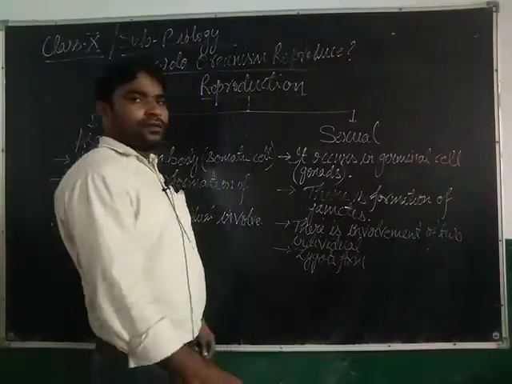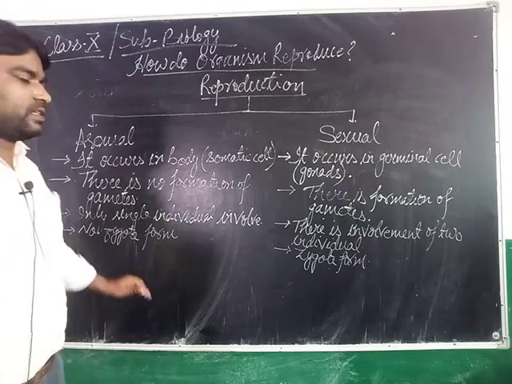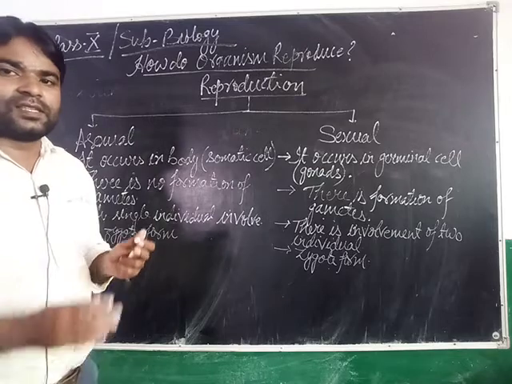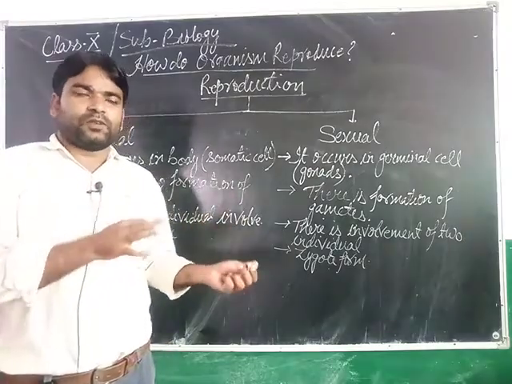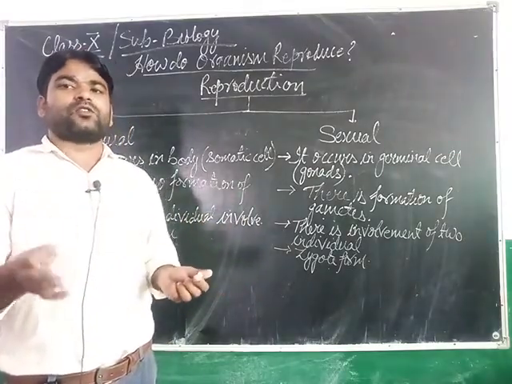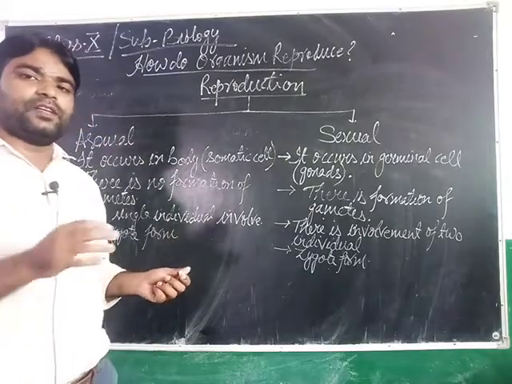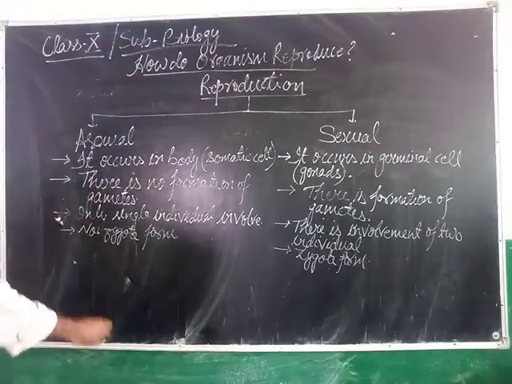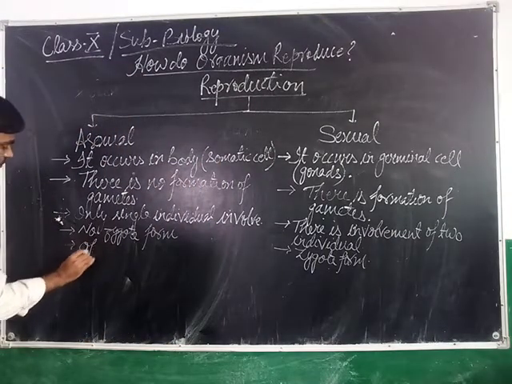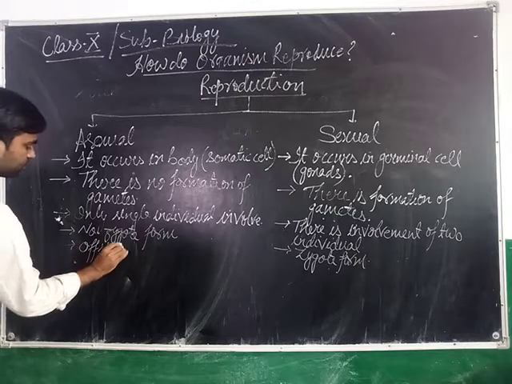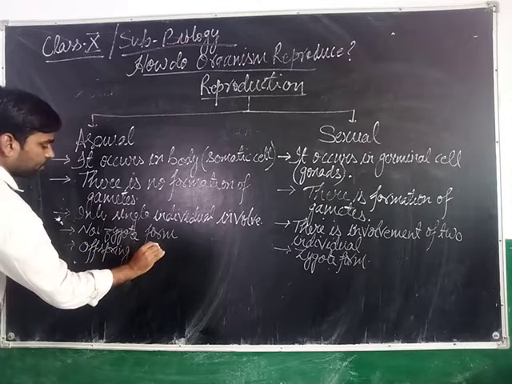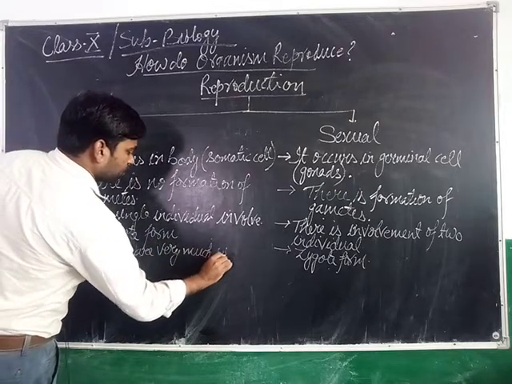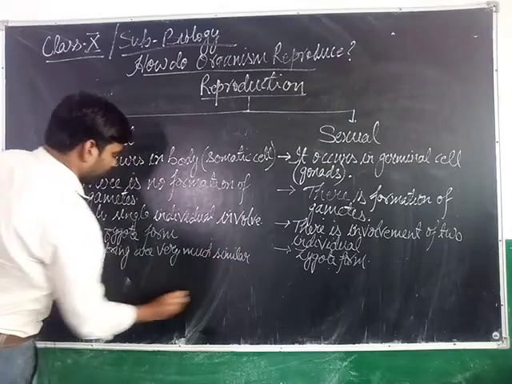And next, beta, when only a single individual is involved in asexual reproduction, then the characters are very much similar to the parents. Means asexual reproduction में जो भी offspring produce होंगे वो similar होंगे parents से, इसलिए उन्हें clones भी बोलते हैं. Offspring produced are very much similar, nearly 100% similar, in asexual reproduction. Offspring or progeny are very much similar to parents.